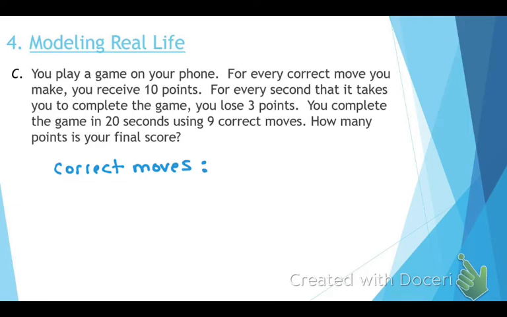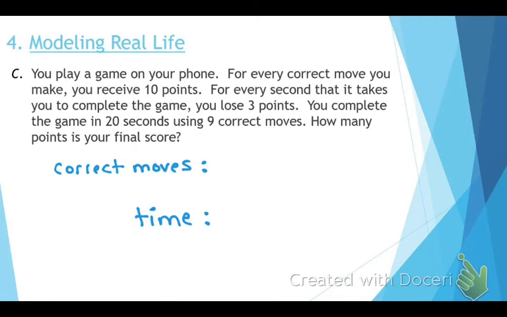For every second that it takes you to complete the game, you lose 3 points. So based on my time, I will be getting negative points or losing points. You complete the game in 20 seconds using 9 correct moves. How many points is your final score? A lot of people missed this on our last test. I want you to try to see if you can break down the information for your correct moves and your time.